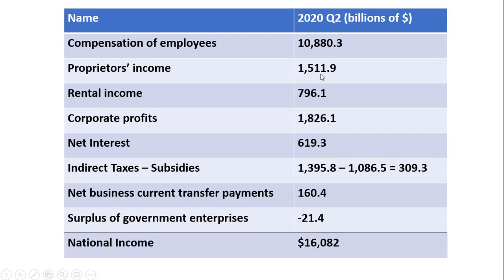Proprietor's income here, $1.5 trillion. Rental income, about $800 billion. Corporate profits, about $1.8 trillion, and so on. So if we were to sum up all these components above, we would get national income.